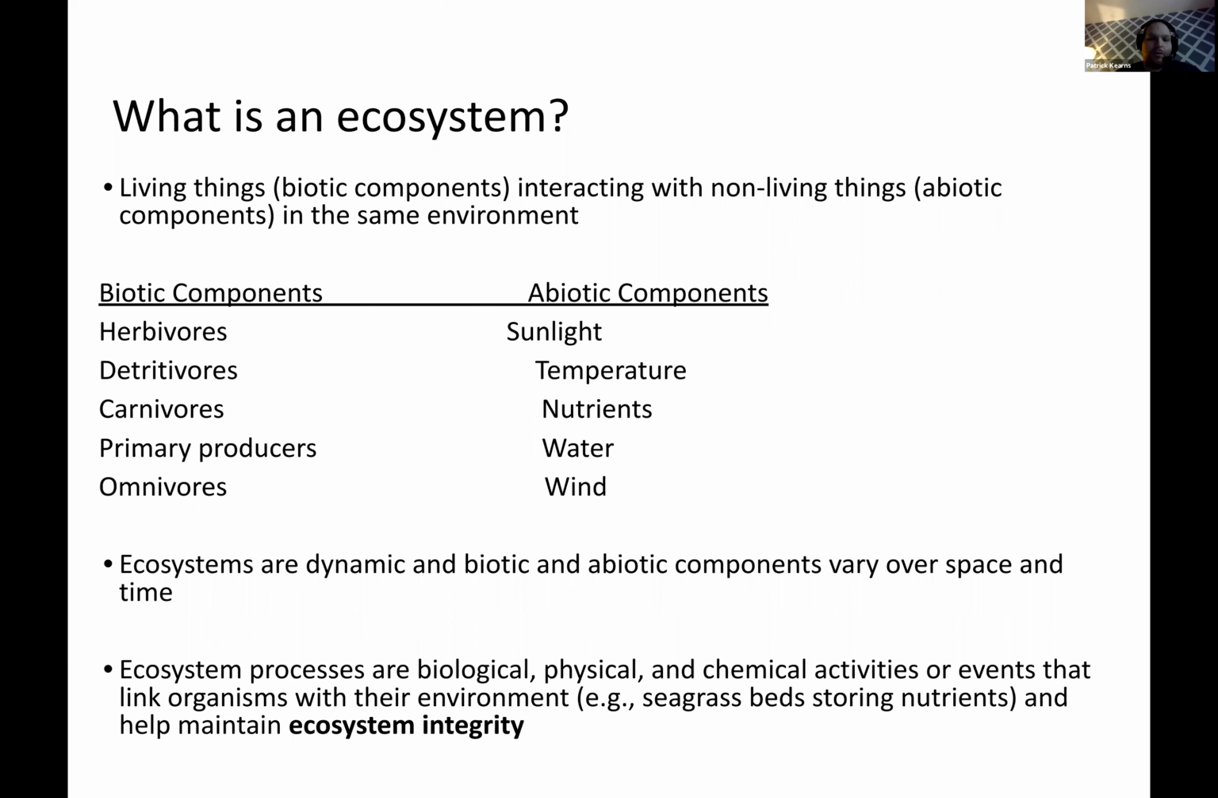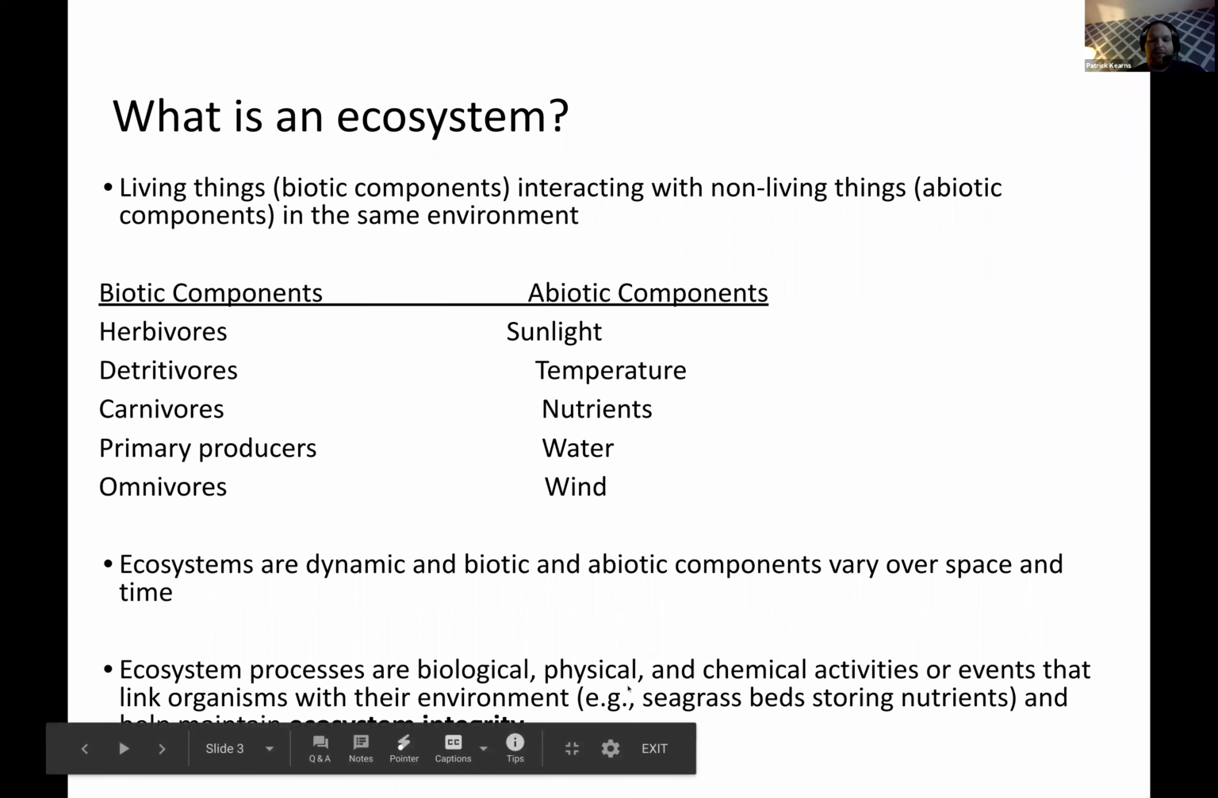Overall, when we're thinking about an ecosystem, we have what are called ecosystem processes, and these are biological, physical, and chemical activities or events that link organisms with their environment. You can think of a basic example of this. If you've ever been to the Cape, you might have seen seagrass. It's just this grass that grows underwater. What seagrasses do really well is they pull nutrients out of the water and they store it inside their roots. And so that's an interaction between nutrients and a primary producer. So taking the nutrients out of the water, putting it in the roots, that's interaction between biotic and abiotic.